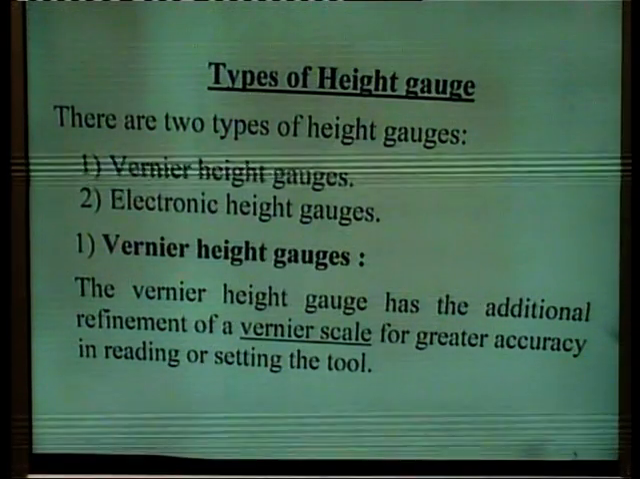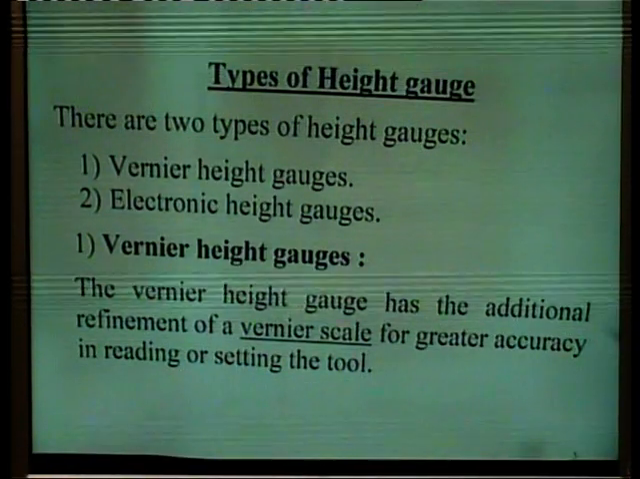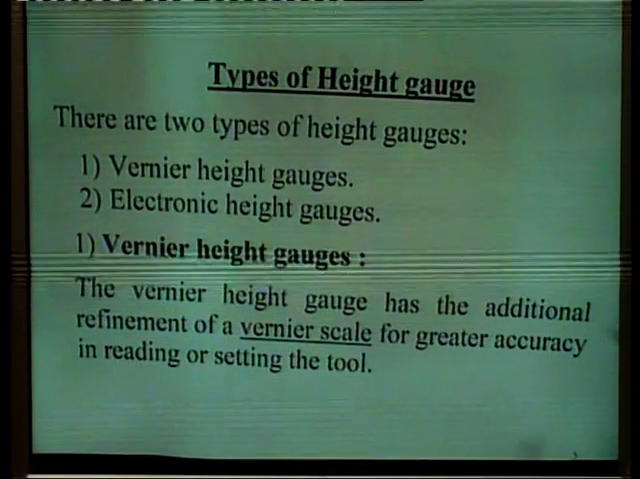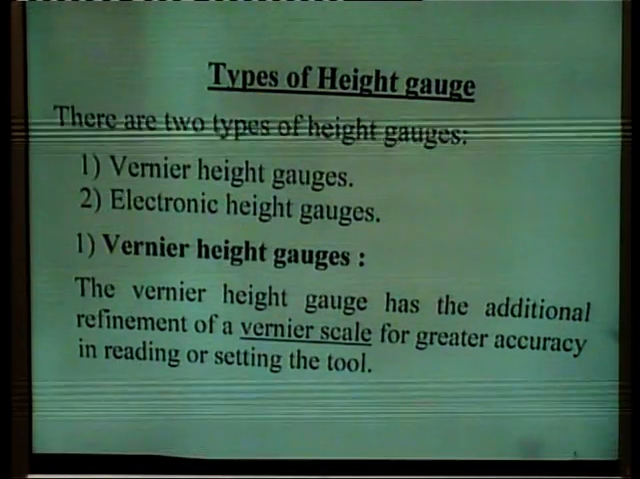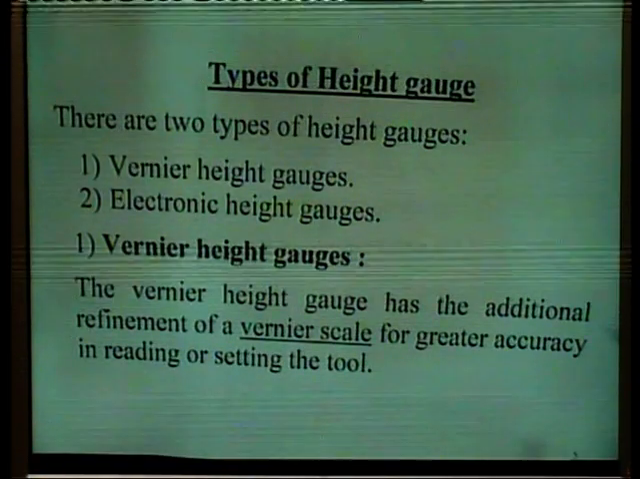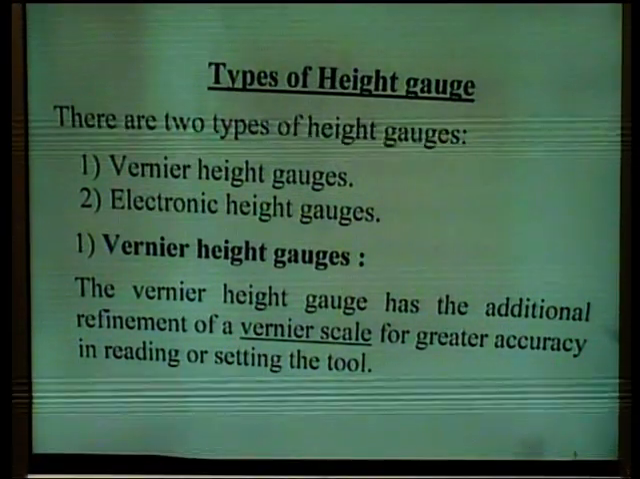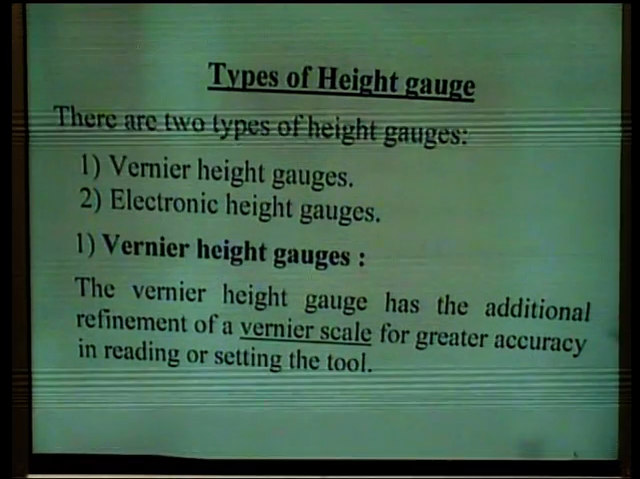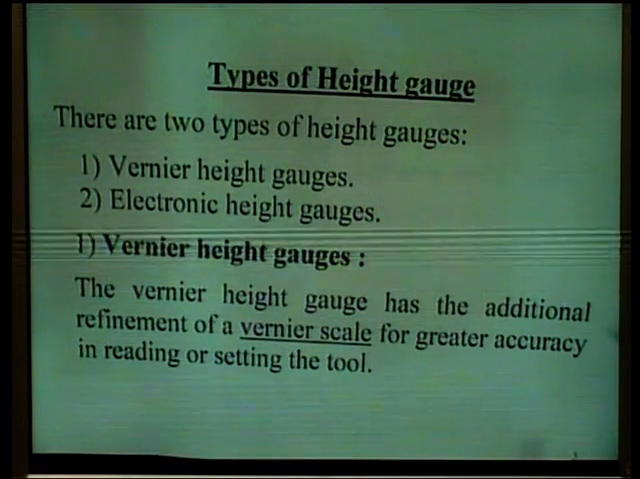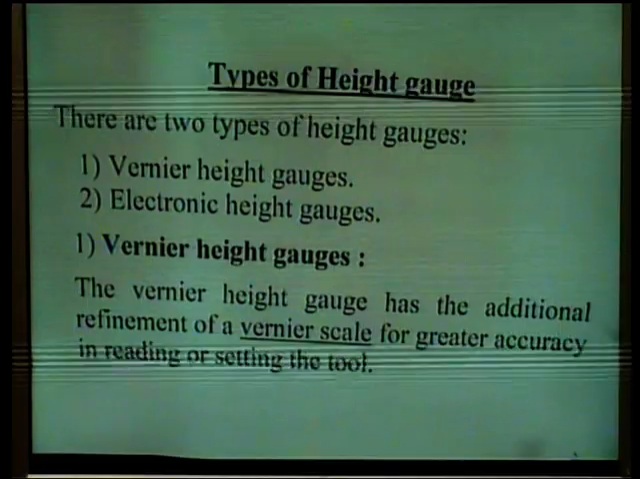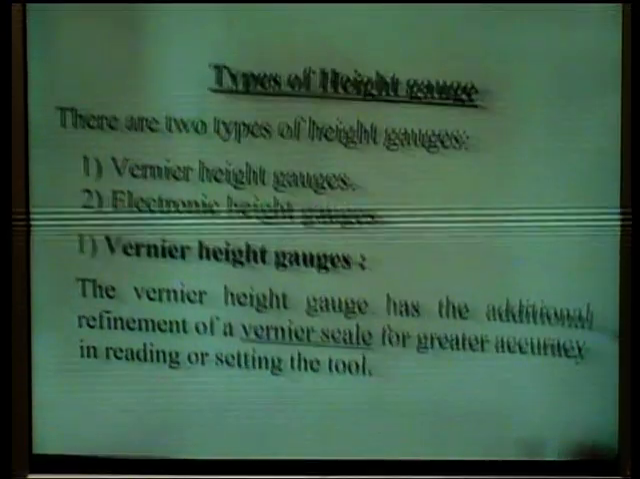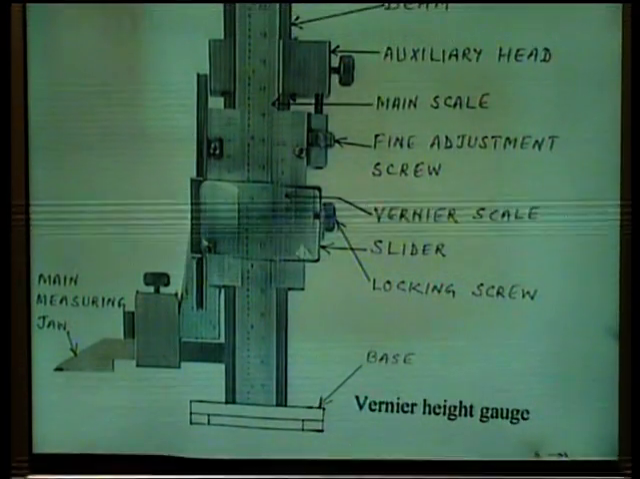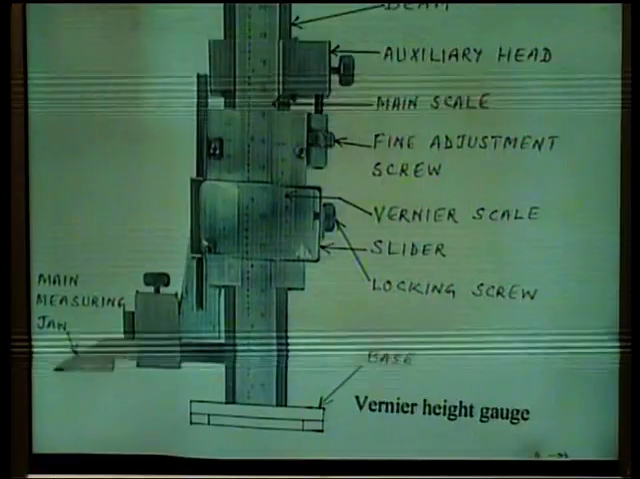Types of height gauges. There are mainly two types of height gauges. Number one is Vernier height gauges. Number two is electronic height gauges. If we discuss the Vernier height gauge, it has the additional refinement of a Vernier scale for greater accuracy in reading or setting the tool. Here is the basic diagram of a Vernier height gauge.